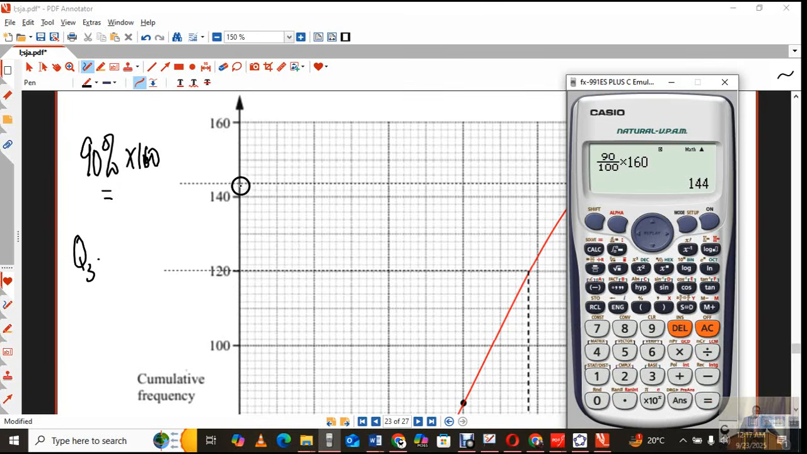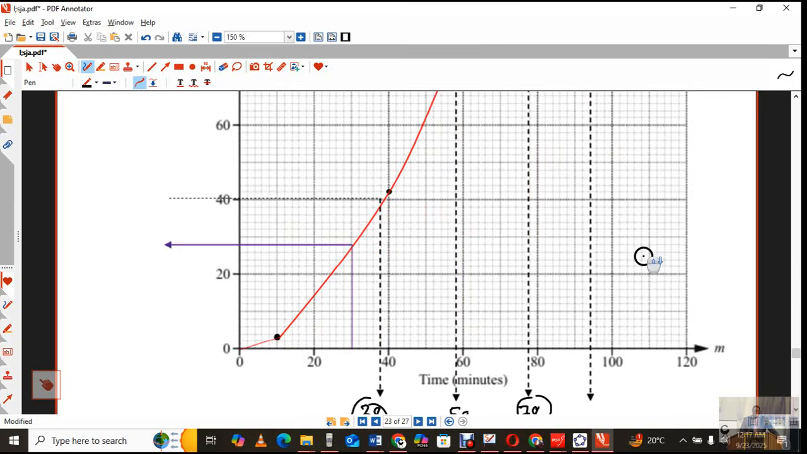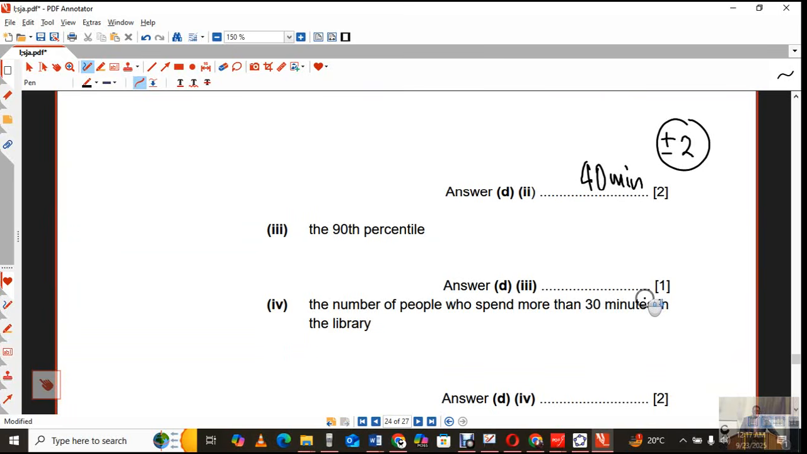That's 144. You see, this is 100. So this is 144. So that's where my 144 is. It goes all the way. So I'm going to read down again. So this is where I am, and that's 90, 92, 94. So I have about 94 minutes. So here I'll be writing, 90th percentile is 94 minutes. So you just read from your graph, okay?